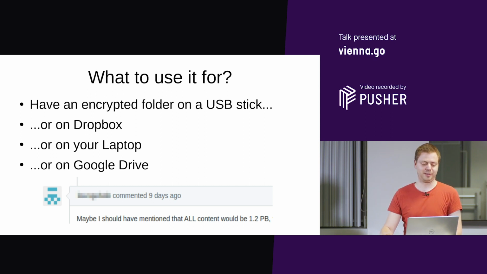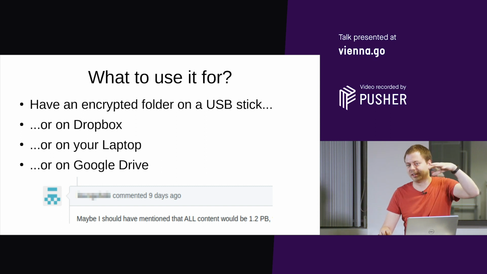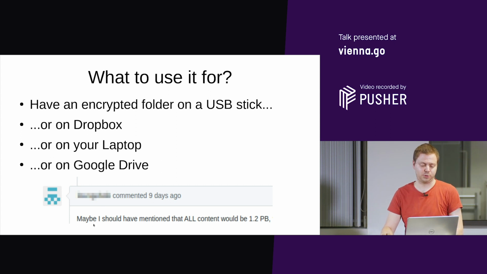This was pretty interesting. This was a GitHub ticket from a user who uses it on Google Drive. He wanted to know how to decrypt the file names so he can organize his stuff without decrypting and downloading everything. And it turns out that he has 1.2 petabytes of data on Google Drive encrypted with gocryptfs, which I found pretty nice.